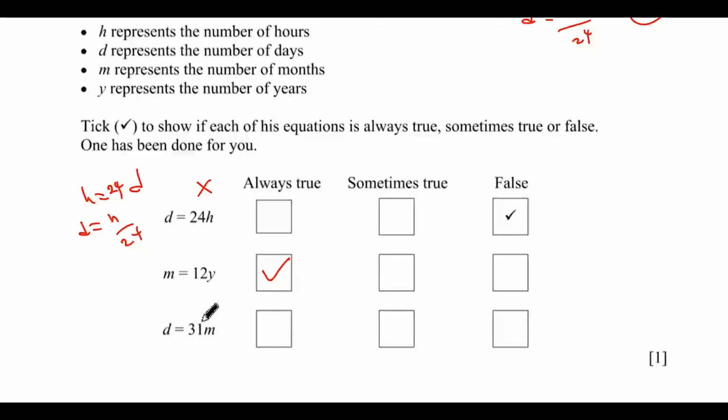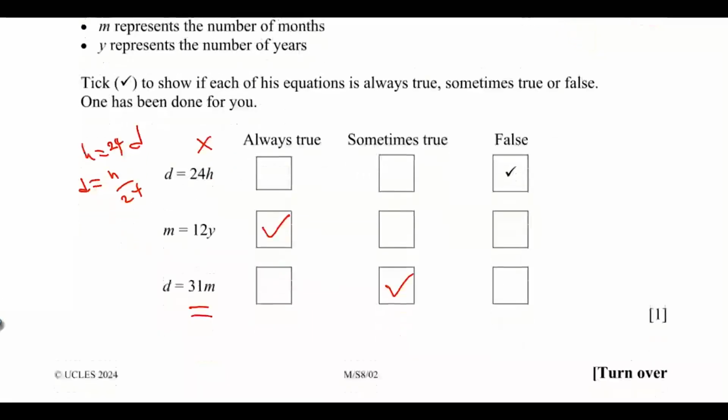Okay, the third one, D equals 31 times M, that is days equals 31 times M. We want to convert months to days. Some months are 31 days, while a month could also be 28, it could be 29, and it could be 30. So that is why this will be correct at times, and at times it will be incorrect. So the best option will always be sometimes true. It will be true if the month has 31 days. So this is the solution to this question.